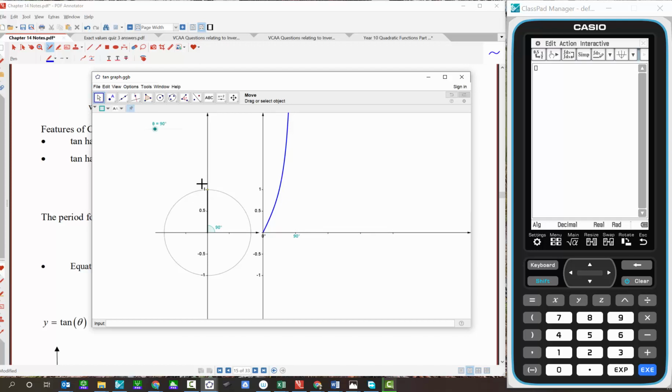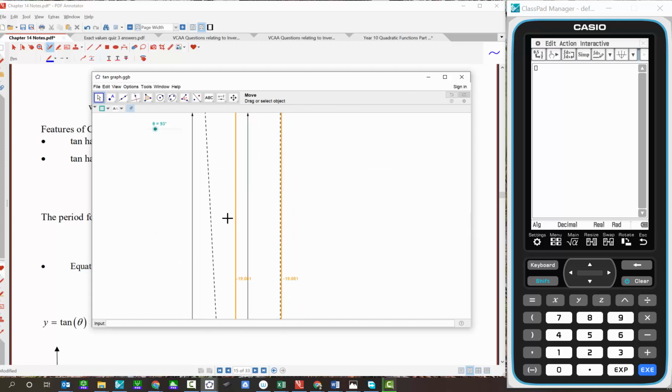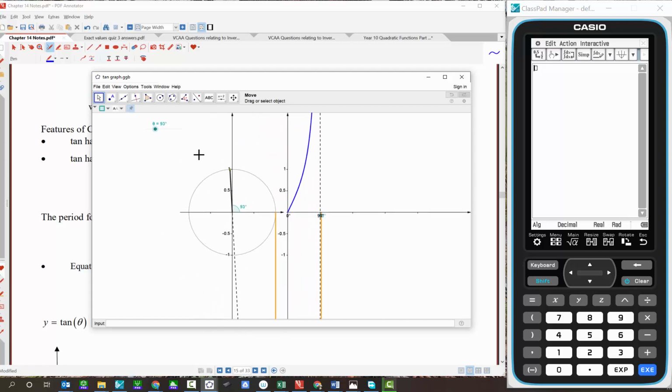Now, when I go past 90 degrees, the line goes down here and it's going to be really, really negative. So this graph is going to flip-flop from positive infinity all the way down to negative infinity in the space of being either side of 90 degrees. All right, so talk about all over the place. There it is at 93, and you notice the tan value is way down there. And the more I move this across, the closer the angle, the value of tan is going to get back to 0.